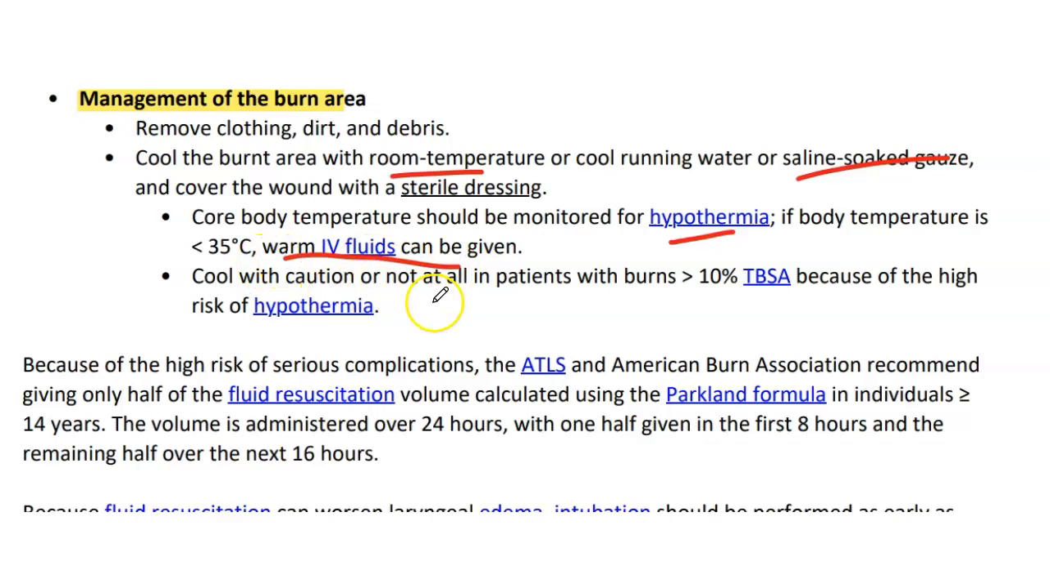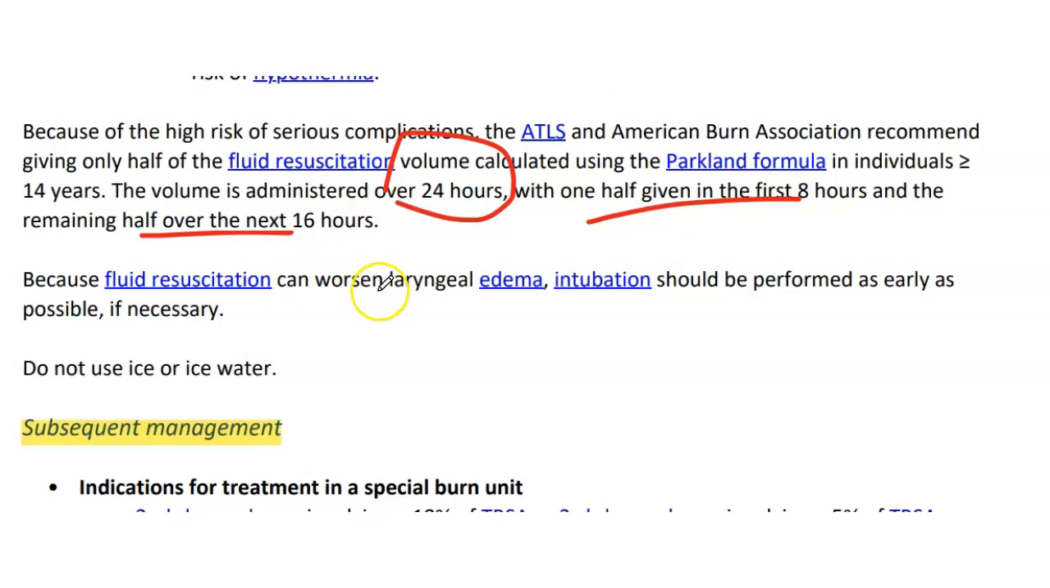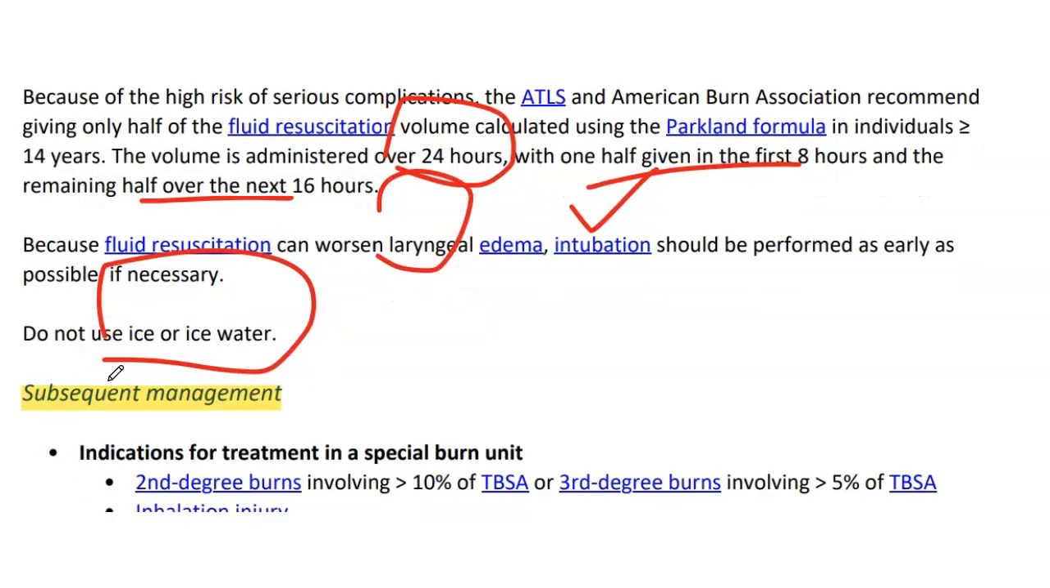Cool with caution or not at all in patients with burn surface area greater than 10% because of the high risk of hypothermia. Because of the risk of serious complications, fluid resuscitation volume is calculated using the Parkland formula. In individuals greater than 14 years, the volume is administered over 24 hours, with one half given in the first 8 hours and the remaining half over the next 16 hours. Because fluid resuscitation can worsen laryngeal edema, intubation should be performed as early as possible. Do not use ice or ice water.